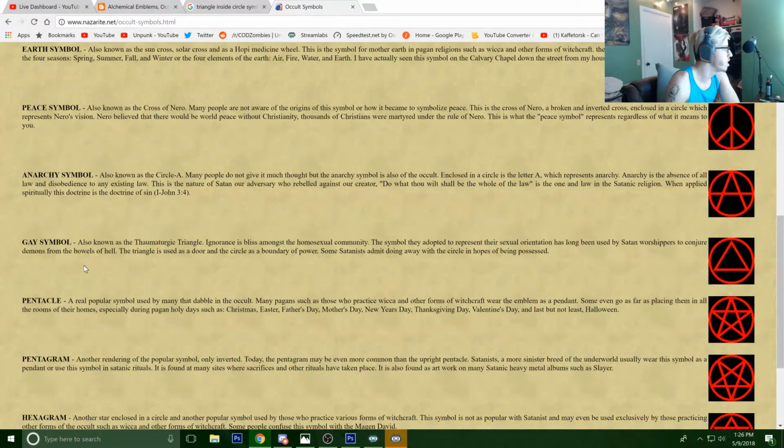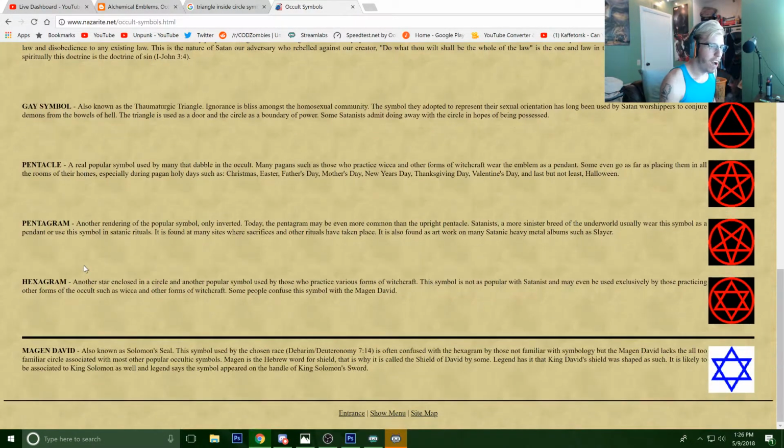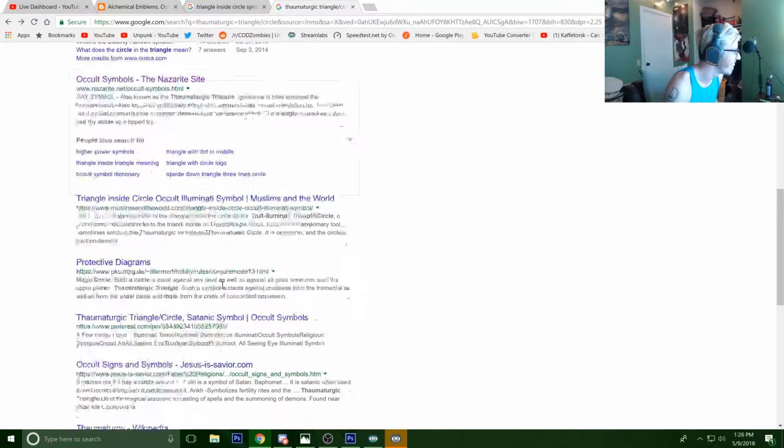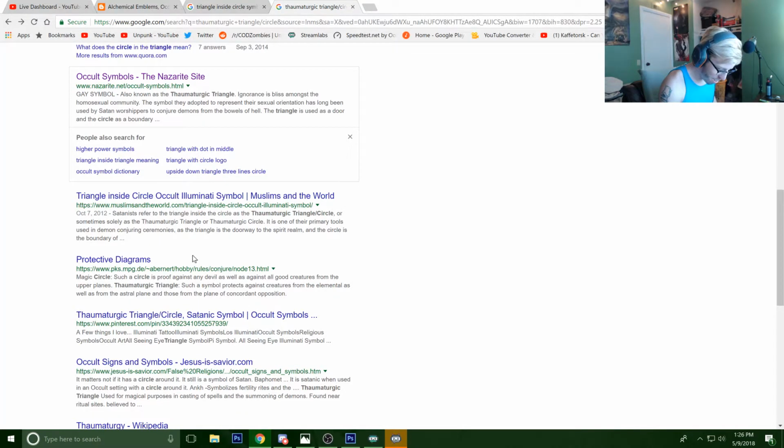The triangle is the gay symbol, apparently. This website says the gay symbol. Ignorance is bliss among the homosexual community. The symbol they adopted to represent their sexual orientation has been long used by Satan worship. Okay. Alright. I see you out here, Google. I see you trying to... Oh.